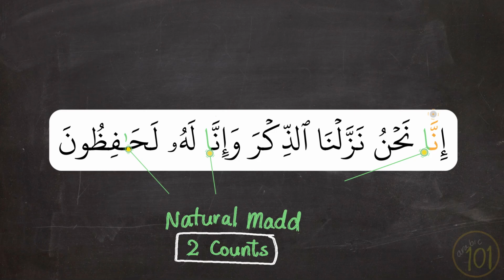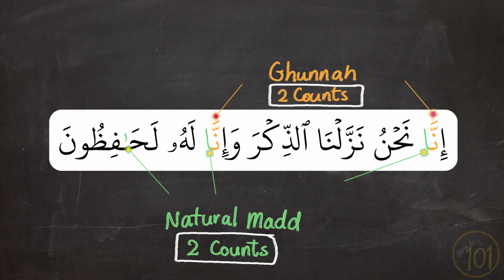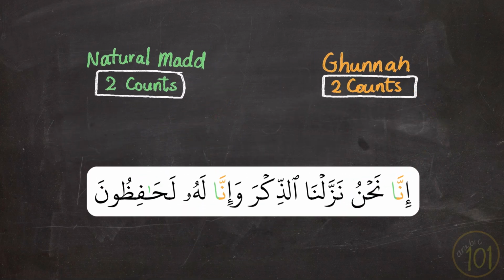In this ayah, we have 3 instances of natural med, which we are supposed to elongate for 2 counts. But we also have 2 instances of idgham, or nun mushaddada with ghunnah, of also 2 counts. But here's the thing, the 2 counts here we elongated with alif don't really sound like they are the same length as the 2 counts there with the ghunnah.